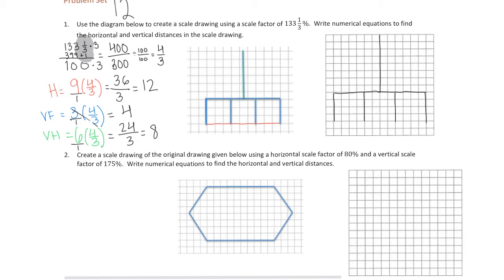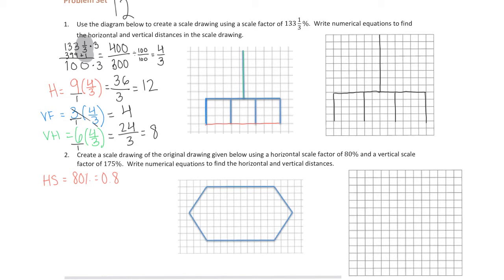Now we need to look at the horizontal scale factor here. So our horizontal scale factor is equal to 80%. Well, how can we write 80% in decimal form? If we bring over the decimal twice, that's going to give us 0.8, known as 8/10. Now, we need to figure out how long our new scale factor's length is going to be by using our percent.